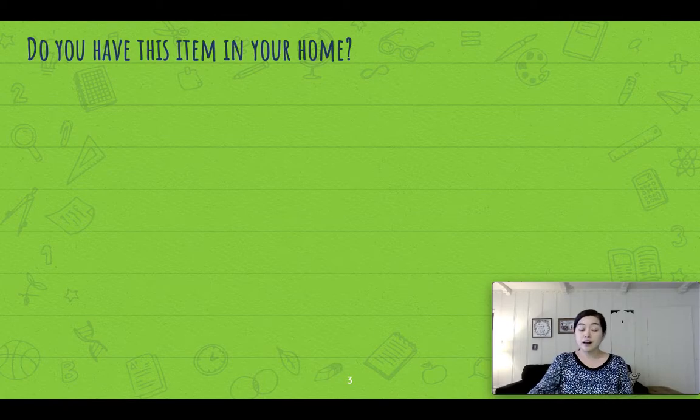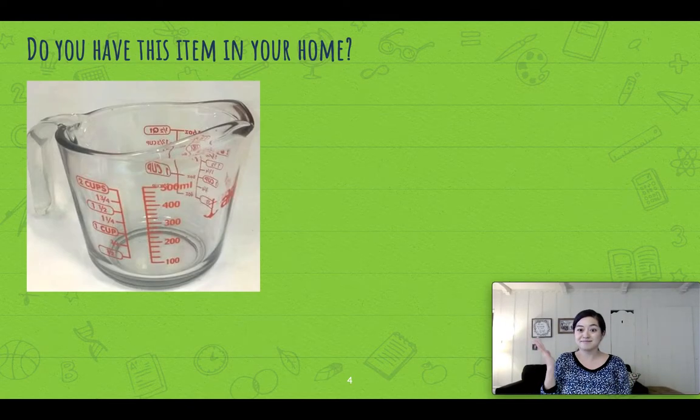All right, well, first things first. I have a question for you today. It's not a random question, it's an intentional question, a purposeful question for you. Do you have this item in your home? What is that? It's a measuring cup. I have two of those in my home. What about you?